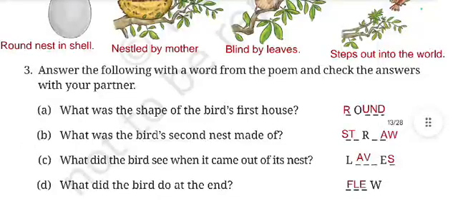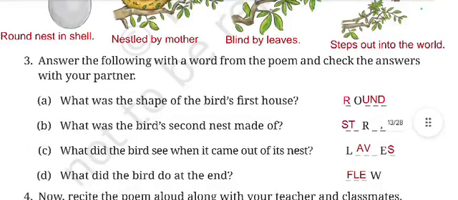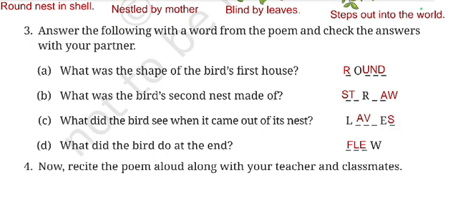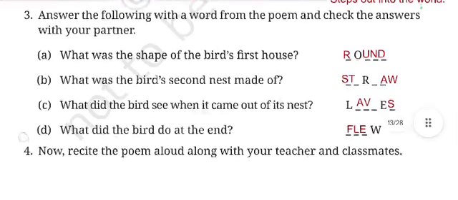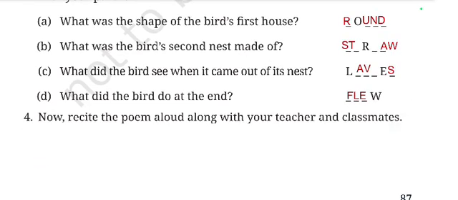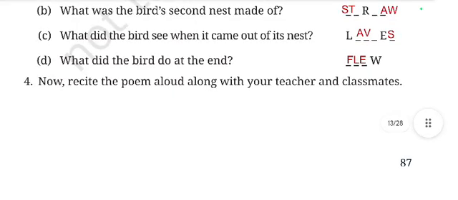3. Answer the following with a word from the poem and check the answers with your partner. A. What was the shape of the bird's first house? Round. What was the bird's second nest? Made of straw. What did the bird see when it came out of its nest? Leaves. What did the bird do at the end? Flew. 4. Now recite the poem along with teacher and classmates.